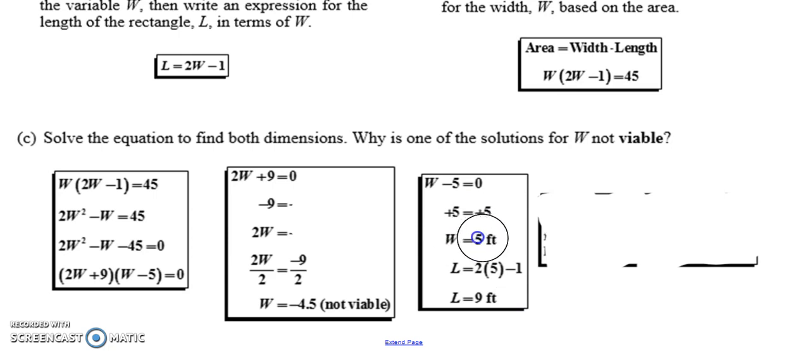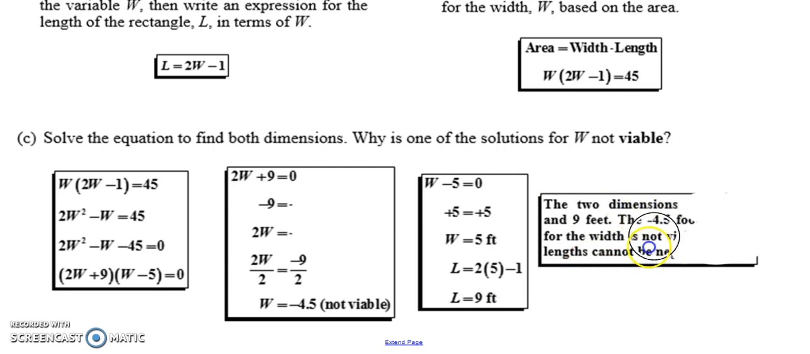So we solve for the width is 5 just by doing that. Then remember, take that 5 and plug it in up here, and then you can solve for that. And look, 9 times 5 is the 45, so you know you are correct. And this is just talking about why this is not viable.